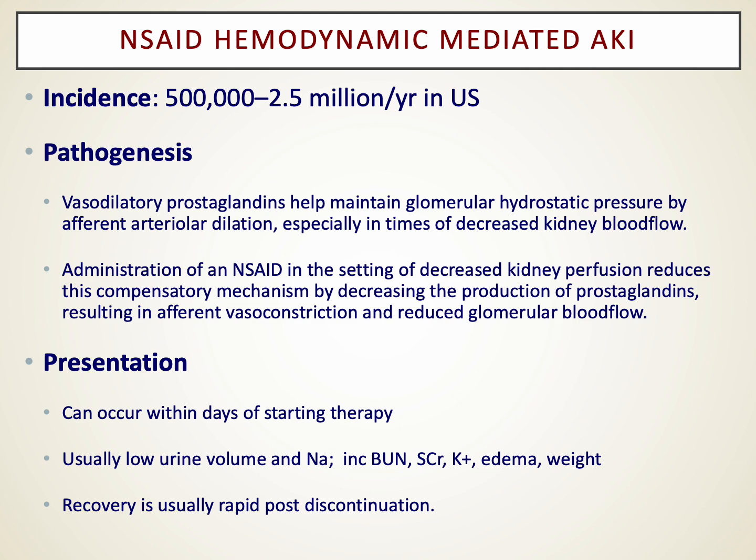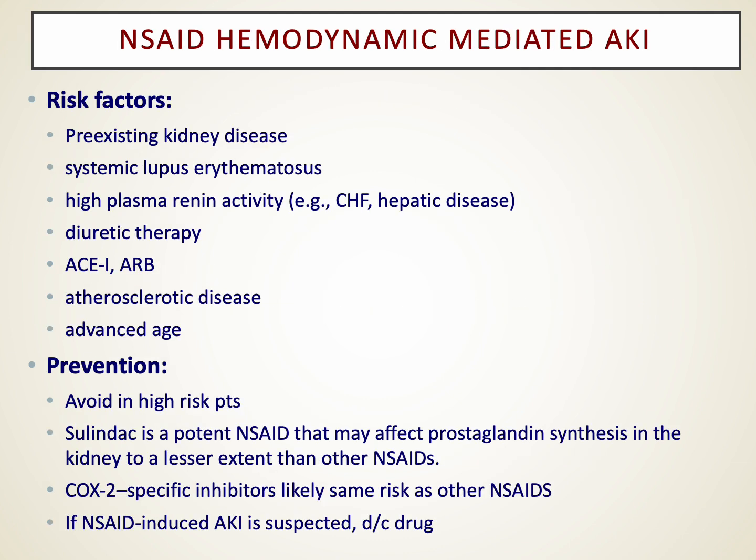The risk factors for NSAID-induced injury are pre-existing renal disease, folks who have lupus, if they have a high renin activity, particularly folks with heart failure or hepatic disease, if they're on concurrent diuretics or concurrent ACEs or ARBs, if they have atherosclerotic disease or they're older. And we typically would want to avoid the nonsteroidals in these patients. There is one nonsteroidal historically that's been on the market for a number of decades, Sulindac, that may affect kidney prostaglandin synthesis a little less than the others.